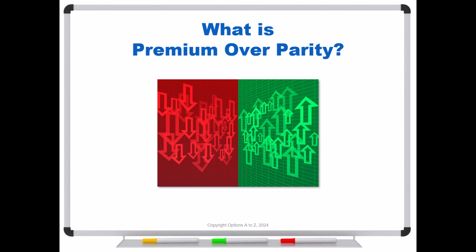Well, here's a really good question for the group. What is premium over parity? What does that mean, and why do professional traders always talk about premium over parity? Well, it makes things a whole lot simpler when you're trying to analyze trades. So let's go find out more about premium over parity and how it can help you make better decisions.